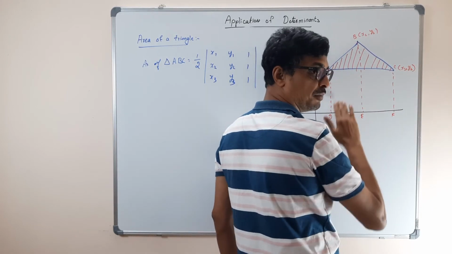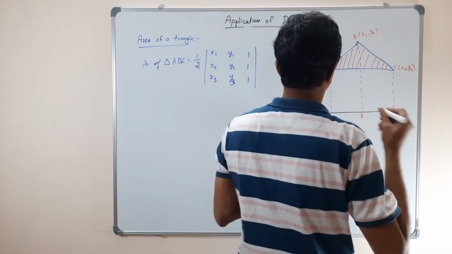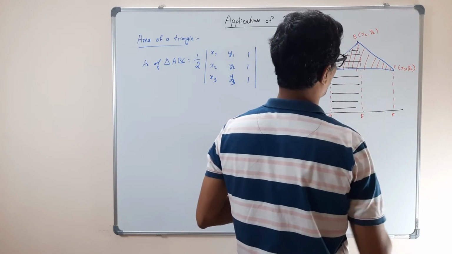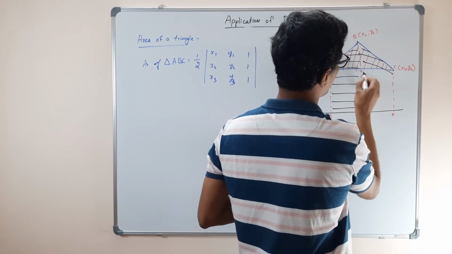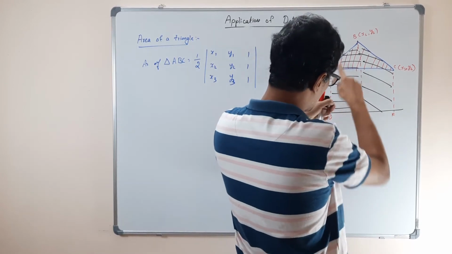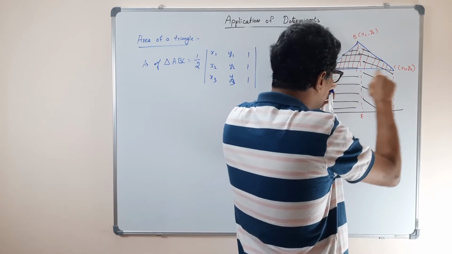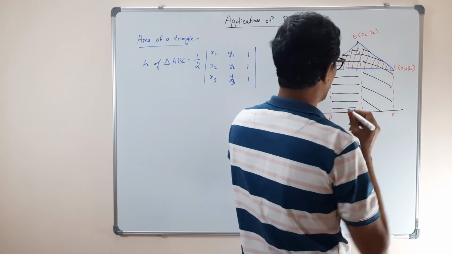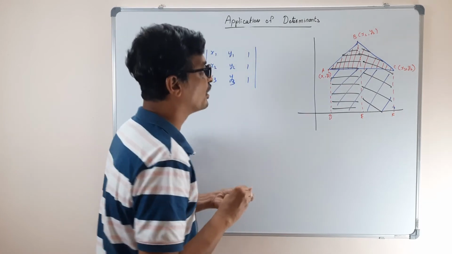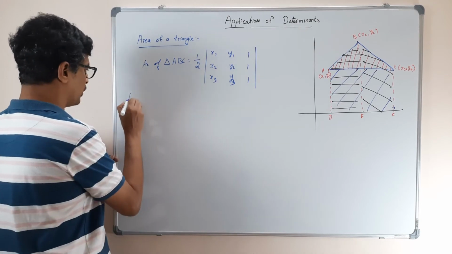Area of this trapezium, so let me mark it down. This is one trapezium, and this is another trapezium. Finally, the area of this trapezium plus the area of this trapezium minus the area of this trapezium, correct? Am I right? That will give you the area of this triangle. So let us write it down. This is the proof we are doing.